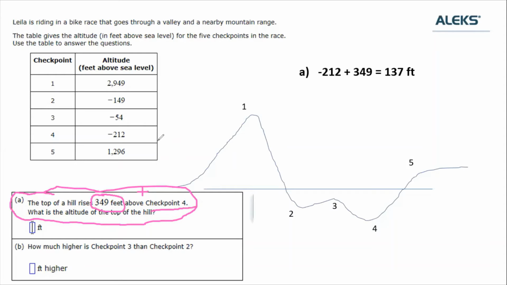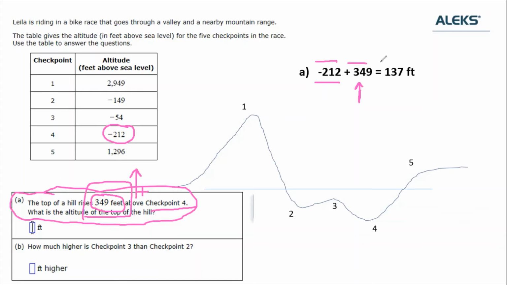So we check where checkpoint 4 is. We figure that checkpoint 4 is at -212 feet. Then we need to go above that level. Above means we're going to add this number. We're going to add 349 feet. When we add a positive number to a negative number, actually we are subtracting, right? Because the operation is -212 plus 349.